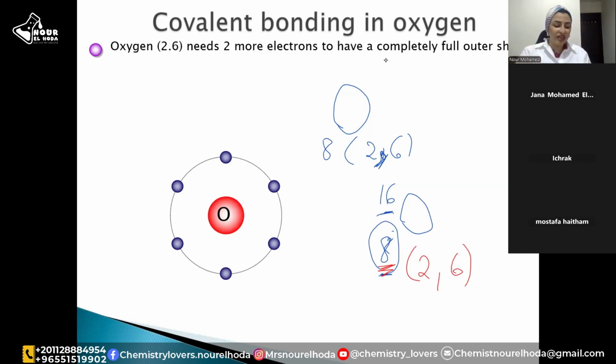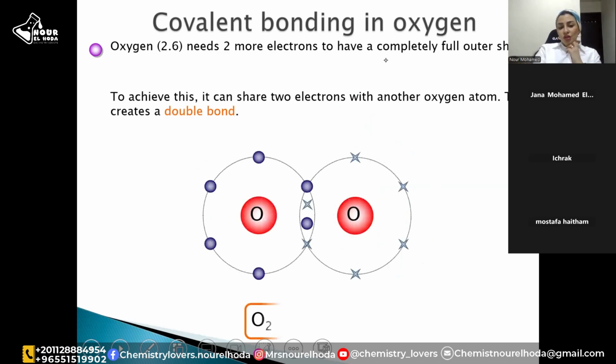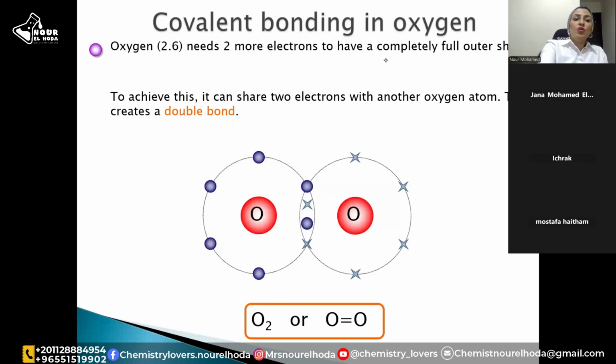If it has 6 electrons in the outer shell, this means every oxygen needs how many electrons to be stable? Every oxygen needs 2 more to be stable, because I want the oxygen to have 8 electrons in the outer shell. So every oxygen is going to share by 2. Check: every oxygen is going to share by 2, as you see here. Take care, everyone shared by 2.